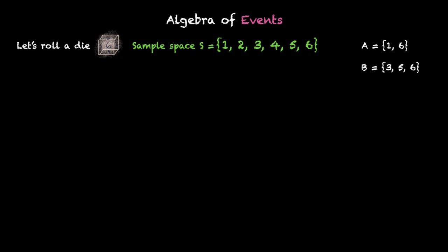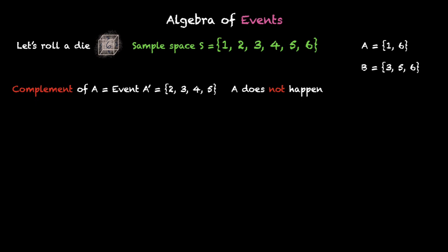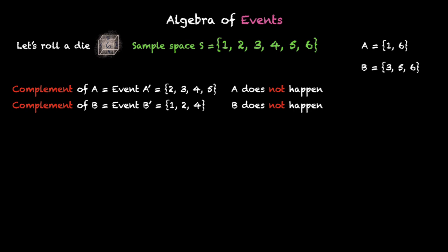Now when will A not occur? This is called the complement of A or event A dash. This will happen when you'll get 2, 3, 4 or 5. Alright, so what will be the complement of B? That's the event B dash, and that will occur when you'll get 1, 2 or 4. Basically, you get rid of all the elements that you have in B and you'll pick whatever's left from the sample space. That's when B will not occur.